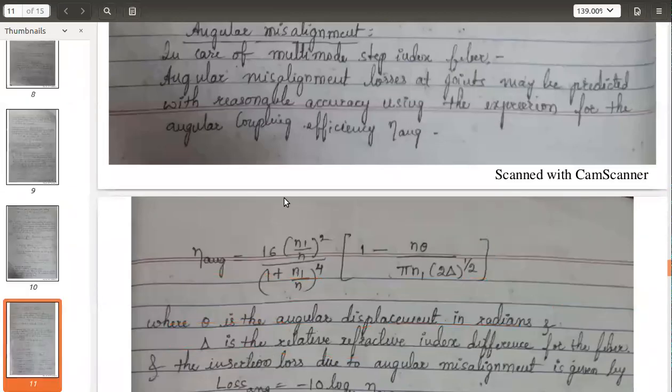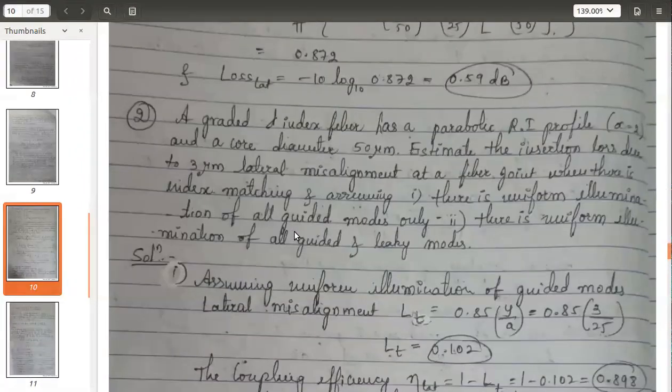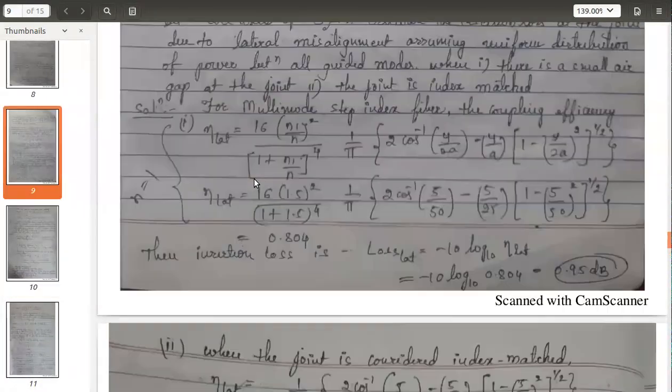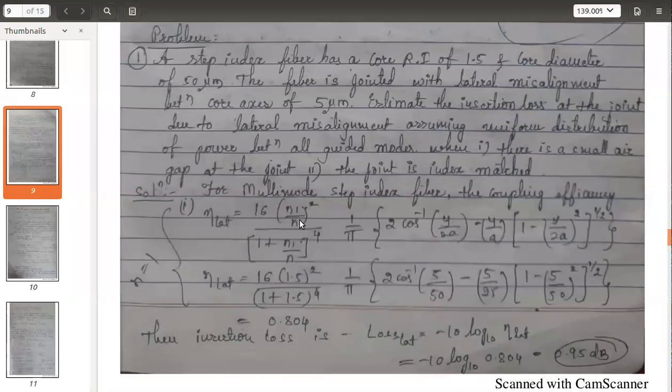Okay, this is the equation for eta. It was somewhat similar to the earlier one. You can see what the equation was here: eta is equal to 16 n1 by n square divided by 1 plus n1 by n raised to 4, into 1 by pi. Only this bracket value will change.